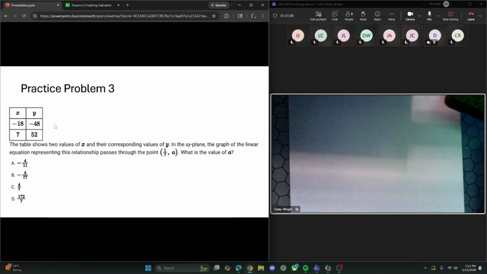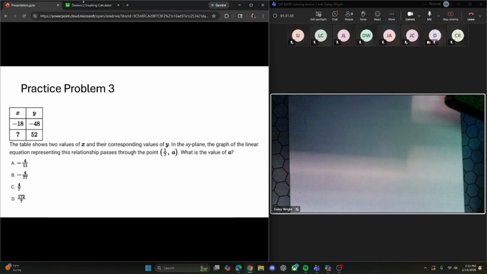Practice problem 3. The table shows two values of x and their corresponding values of y. In the xy plane, the graph of the linear equation representing this relationship passes through the point (1/7, a). What is the value of a? So it gives us two values, and it says it's a linear equation.